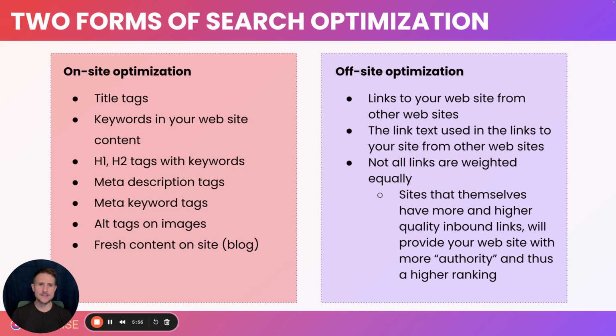There's two types of SEO, search engine optimization: on-site optimization and off-site optimization. On-site optimization is everything in the code. It's the title tags, the keywords, the H1 tags, the H2 tags, the H3 tags, the meta description tags, the meta keyword tags, the alt tags, and the content itself on the website. Off-site optimization is everything that's not in your code, and that's the links to your website from other websites. And it's the link text, the anchor text used in the links from those sites to your site. Now, of course, not all links are weighted equally, so it's not like you just need 300 links or 500 links to rank well. One good link from a top high authority site could be more valuable than 50 other links from low authority sites.